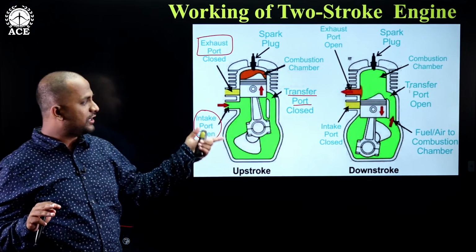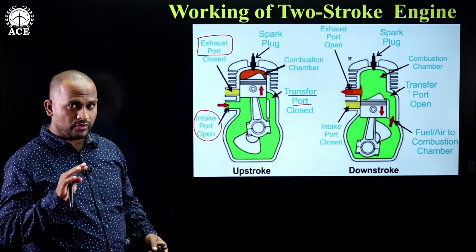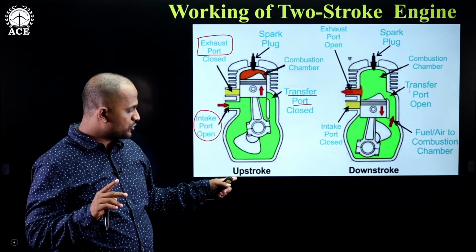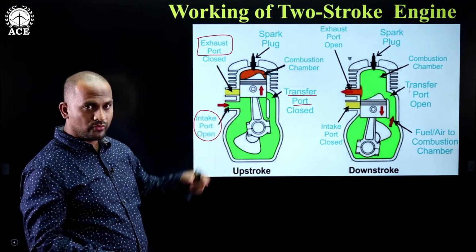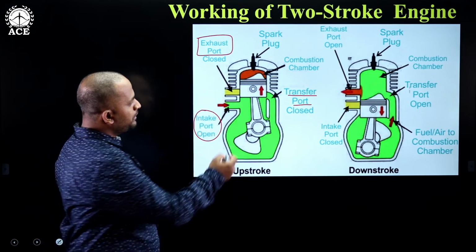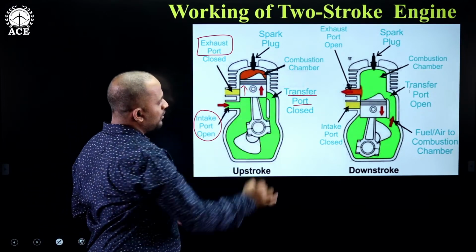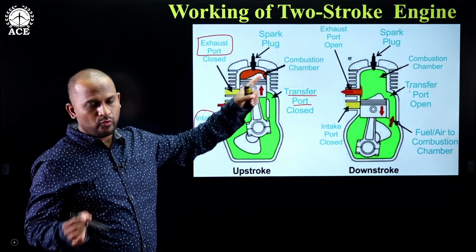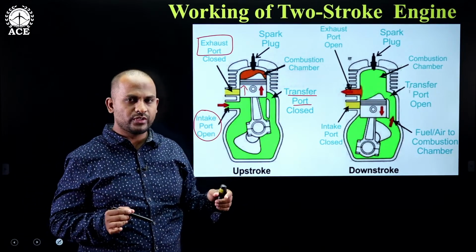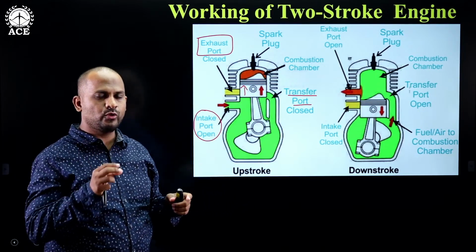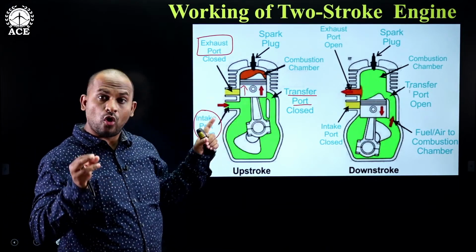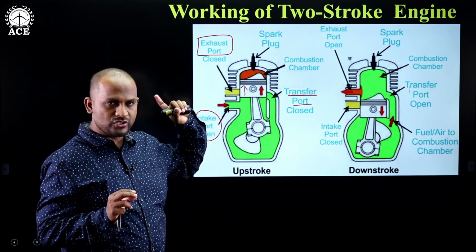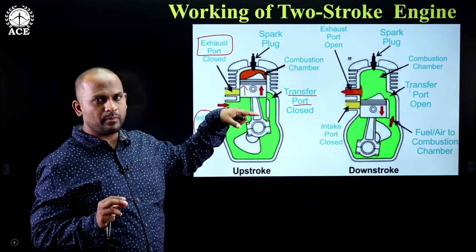Okay, now let's get into the working of the two-stroke engine. First, what is the first stroke? It is an upstroke. Upstroke means the piston moves from bottom to top. Now for understanding this two-stroke engine, we first have to assume that there is some air-fuel mixture already present in the combustion chamber.